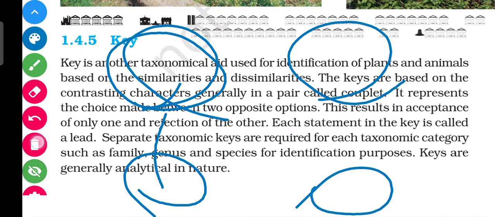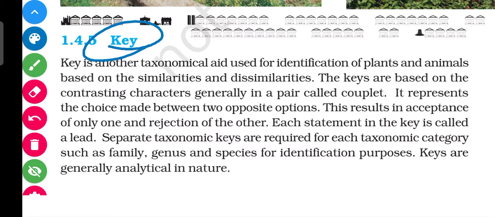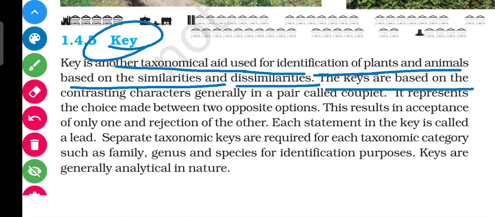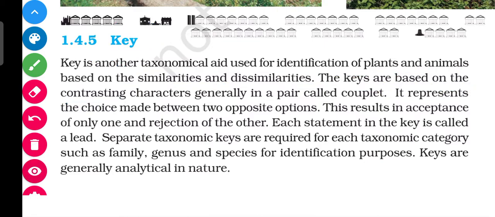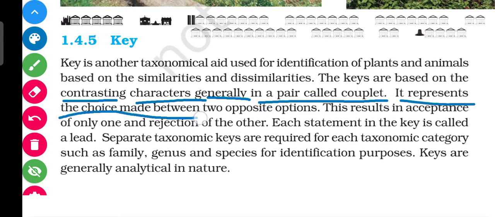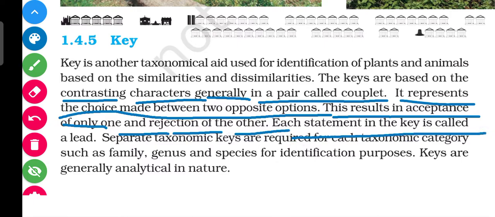So this is the last topic of the living world. Key. Key is another taxonomical aid used for identification of plants and animals based on similarities or dissimilarities. The keys are based on contrasting characters, generally in a pair called couplet. It represents the choice made between two opposite options. This results in acceptance of only one and rejection of the other. Each statement in the key is called a lead.